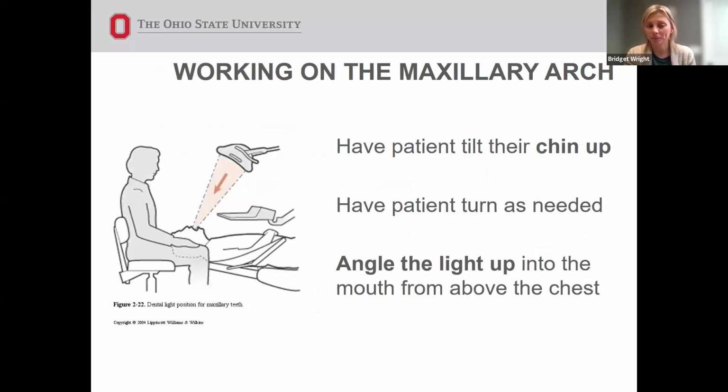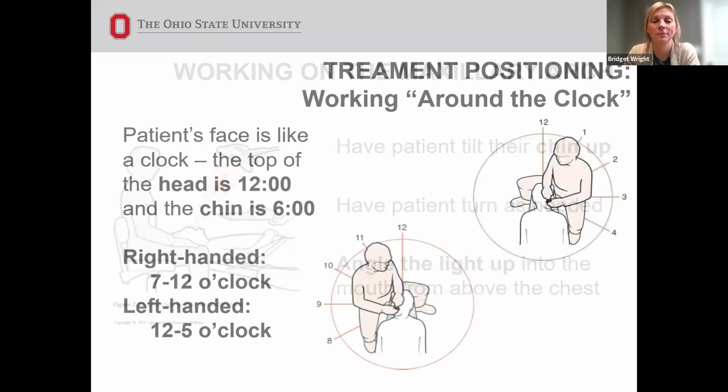For the maxillary arch, things look a little bit different. You definitely want that patient all the way in that supine position, and you want them to tilt their chin up. In fact, I usually try and tell my patients, like, look behind you almost, so that they're really looking up. Again, have your patient turn their head left and right as needed, but the light is going to be in a different position. You're going to scooch the light over the patient's chest and then tilt it up to where that beam of light is heading towards the maxillary arch.